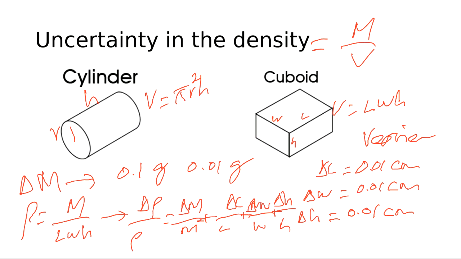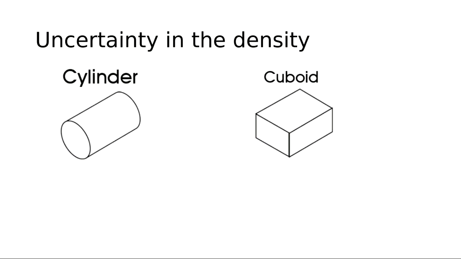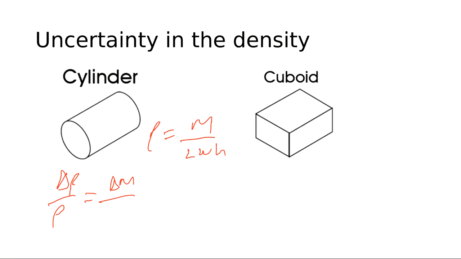It's kind of crowded here, so let me delete this and show it again. The reason we do that is, remember, density is going to be mass over volume. Volume is length times width times height. So what I'm saying is delta rho over rho. Delta rho is going to be the uncertainty in the density, and of course rho is the actual density, so the ratio is given by delta M over M plus delta L over L plus delta W over W plus delta H over H. That's the way you calculate.